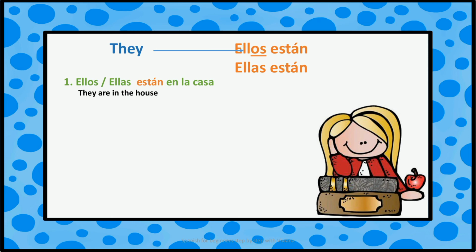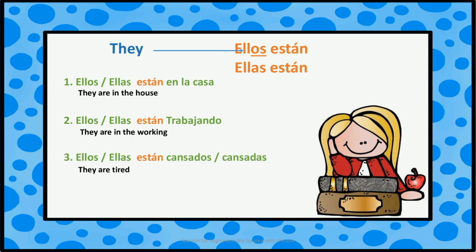We use ellos están because we are talking about the location. Ellos están or ellas están. Ellos están trabajando. They are working. We use ellos están because we are talking about what they are doing.